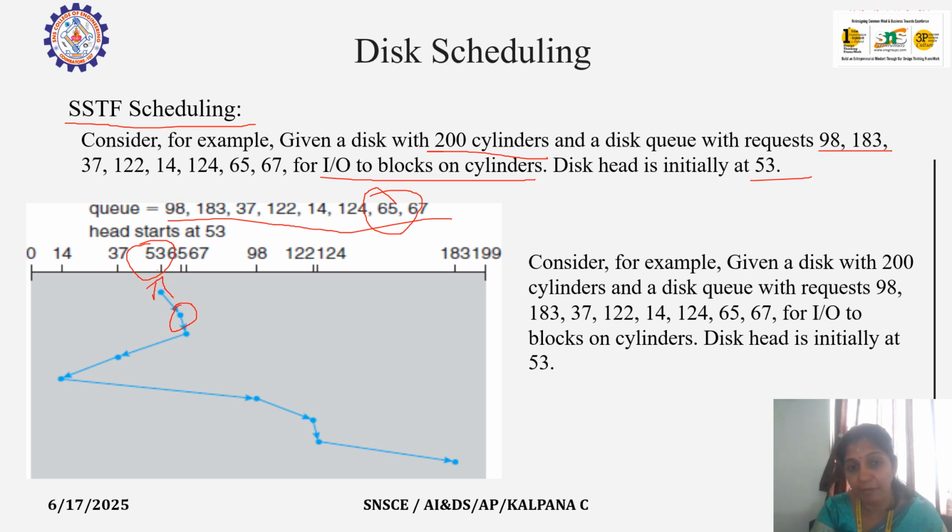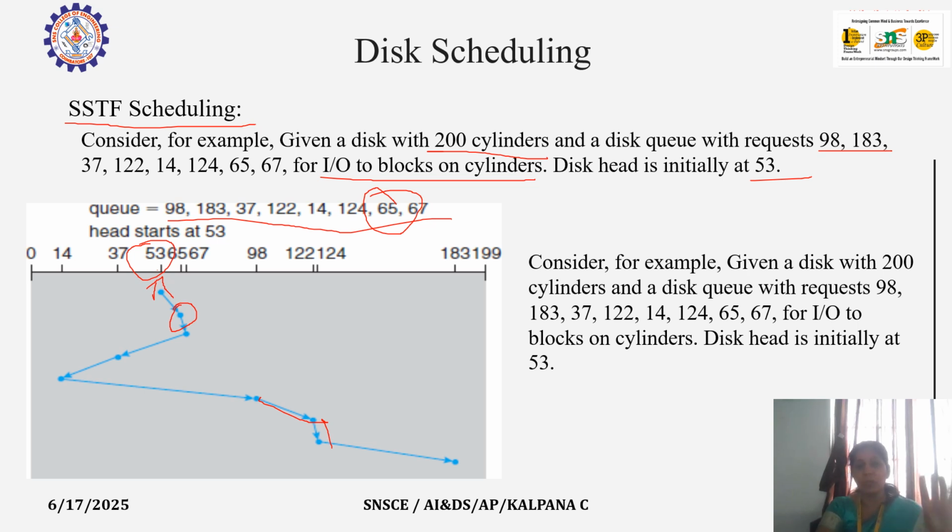After 67, it is easy to reach 37, because the difference is less. Once you reach 37, from 37 to 14 you get a very small seek time. So likewise, we need to process this. And then once you reach 14, we can reach 98 and then 122, 124 and then 183, and so on. So this is how it functions.